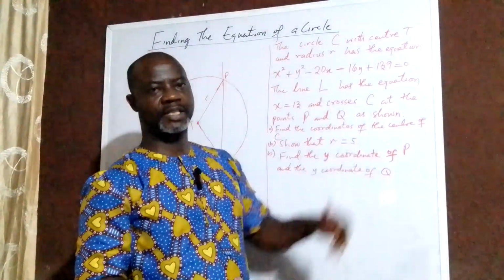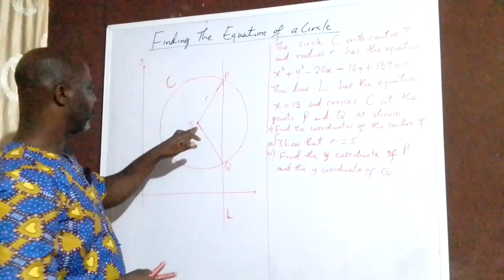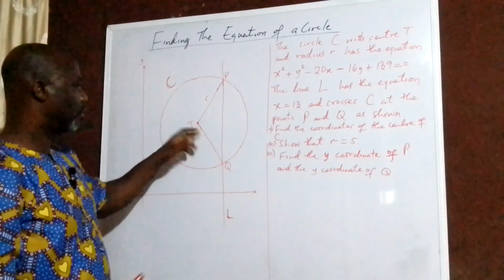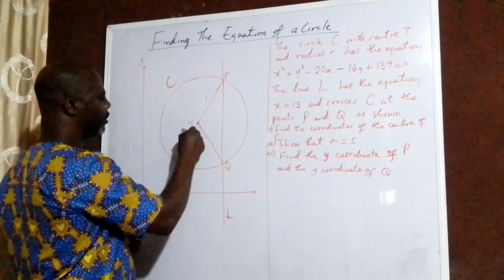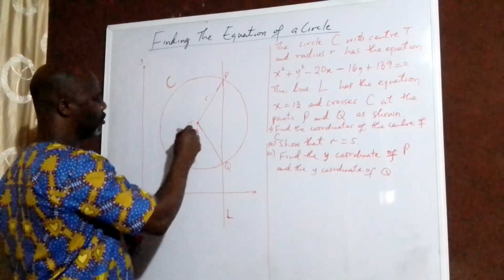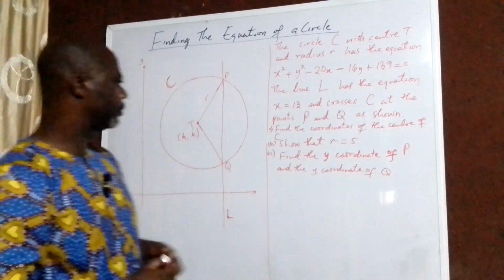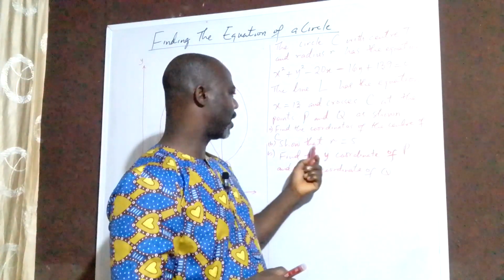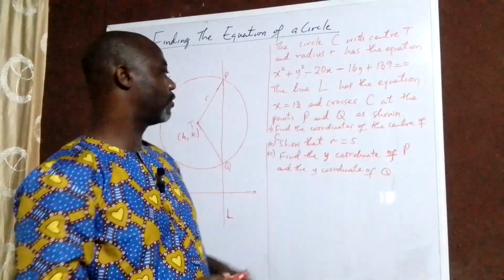Find the coordinates of the center of C. I want to find the coordinates of the center of C. Of course, you know the coordinates of the center will be H and K. So we want to find the value of both H and K. 2. Show that R equal to 5. That's the radius. We have to show that radius equal to 5.